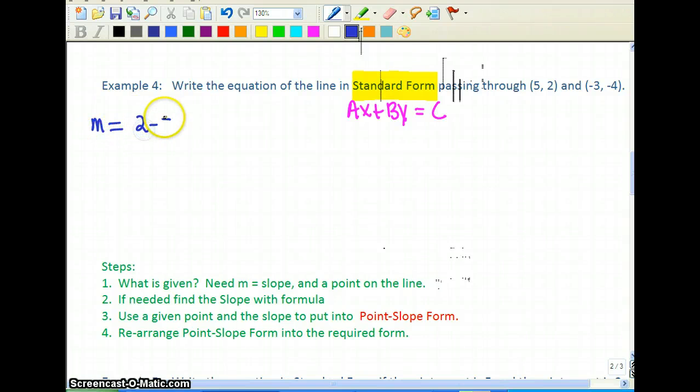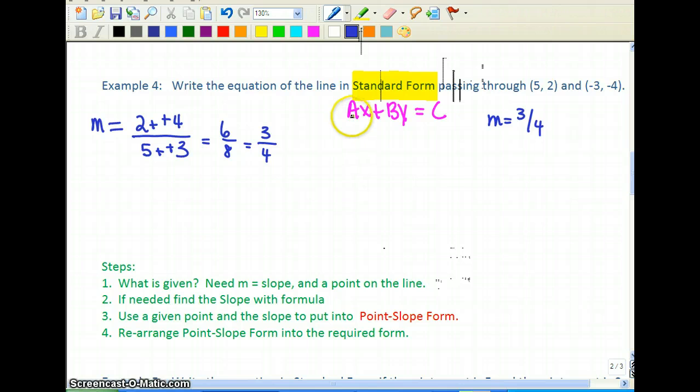So 2 minus negative 4 over 5 minus negative 3. That would be 6 over 8, which is 3 over 4. So m equals 3 over 4. Now that doesn't do me any good when I'm looking for a, b, and c. But again, if they don't give you what you need, a, b, and c, in this problem, then you always do the other form first.